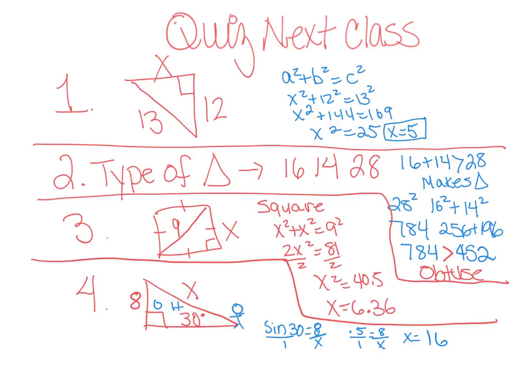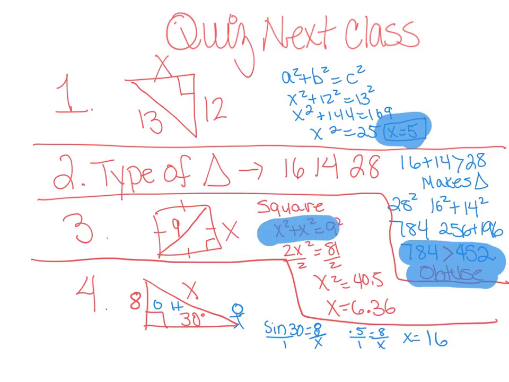Voila! Here are your final answers. Number 1, Pythagorean theorem, and x is equal to 5. Number 2, we checked to see if it was a triangle, and it was. It does make a triangle. And then c squared was bigger than the sum of the squares of the legs, so it was obtuse. Number 3 was a square, so the legs were the same, so we did x squared plus x squared. Once we simplified it, we got x is equal to 6.36. Number 4, we used trig, and we found out that x is equal to 16. Voila, there you are.